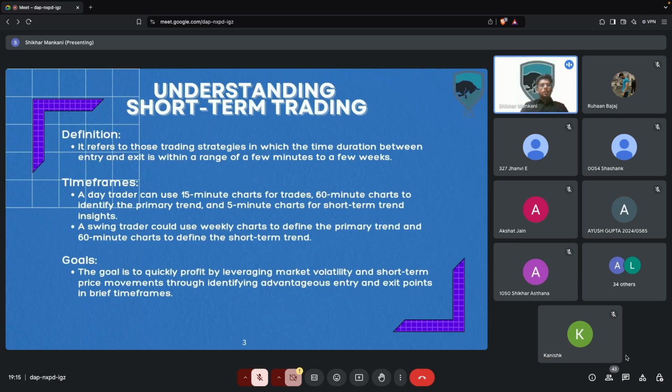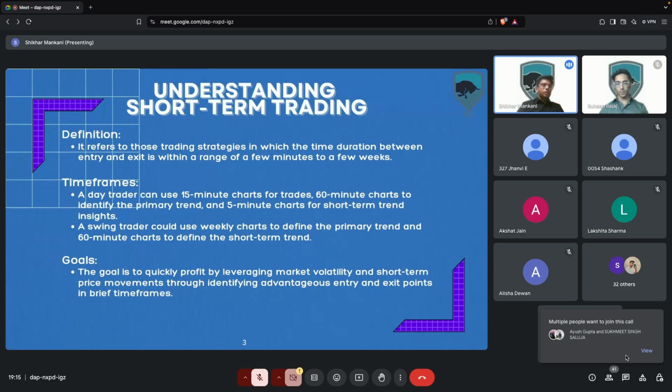Let us now understand short-term stock trading in brief. Theoretically, it refers to those trading strategies in which the time duration between entry and exit is within a range of a few minutes to a few weeks, as explained by me. Short-term trading basically involves buying and selling securities within a few days and booking profits quickly.